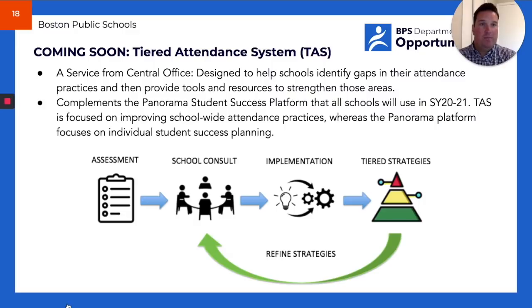The tiered attendance system is focused on improving school-wide attendance practices, whereas the Panorama platform focuses on individual student success planning. In this model, schools will complete an attendance needs assessment followed by a school consult where specific tools and resources aligned with the best practice indicators on the assessment where a school might have gaps are provided, so that a school can move to the implementation phase, focused on building strong Tier 1 foundational practices that are consistent in practice across all school staff. This will allow schools to continue to refine their strategies as they strengthen their Tier 2 and Tier 3 attendance intervention activities.